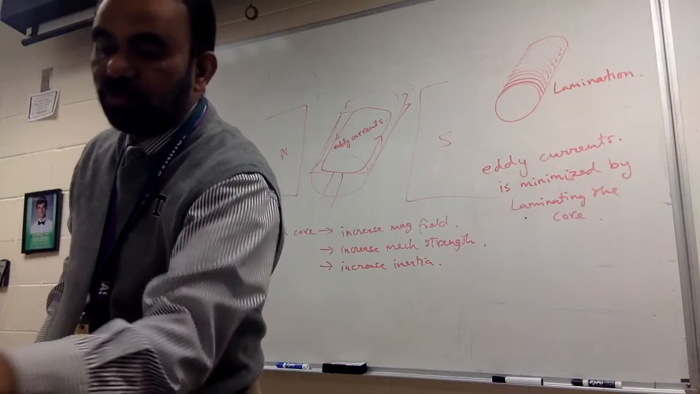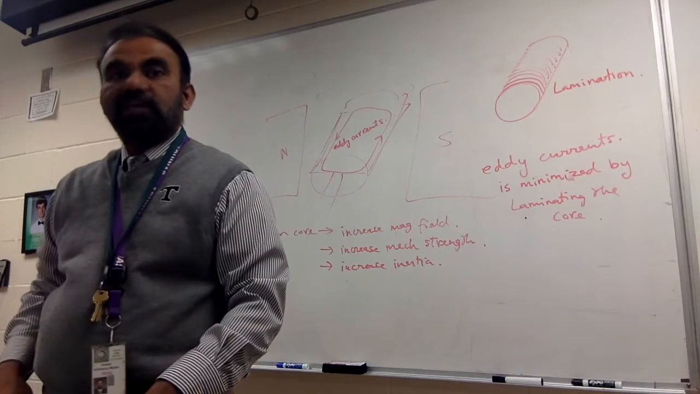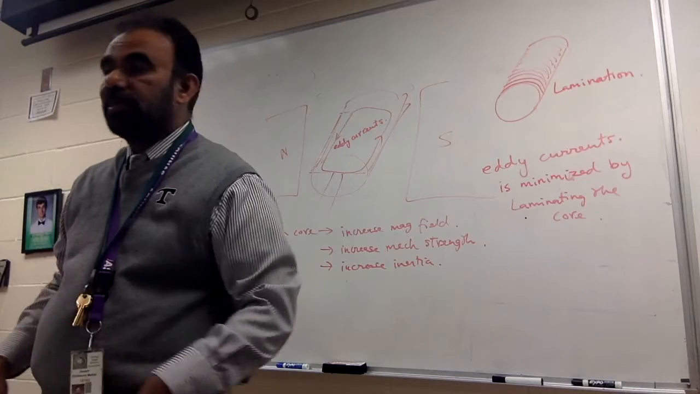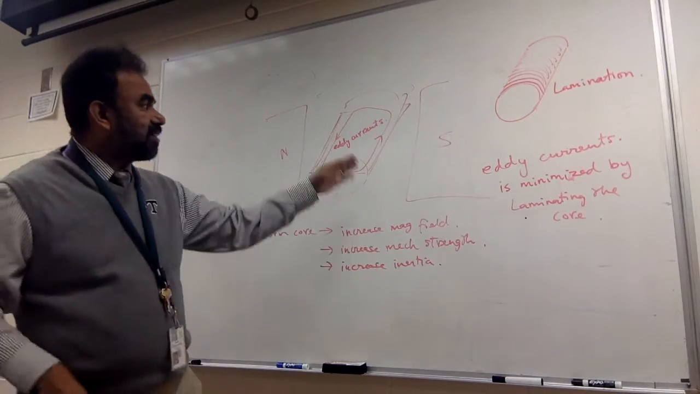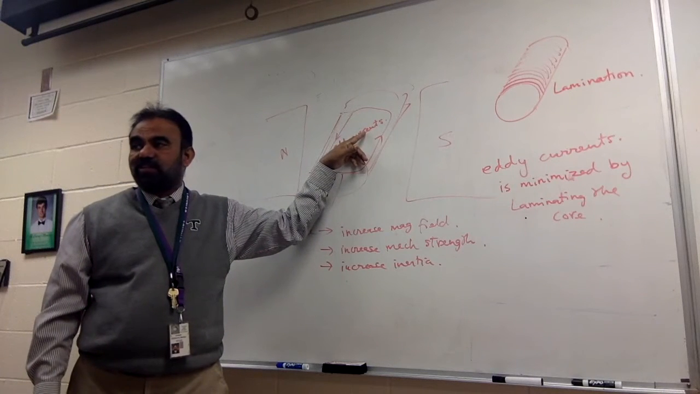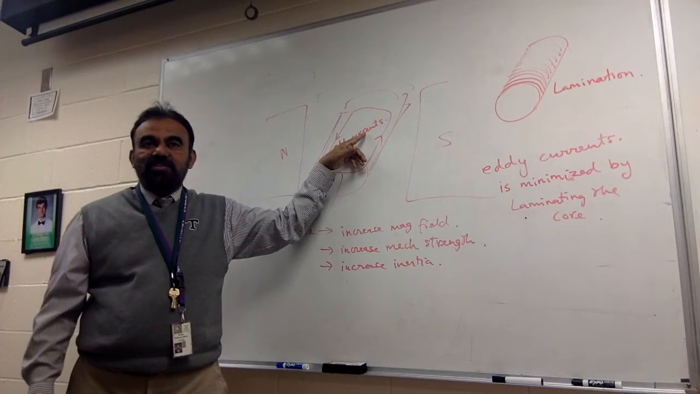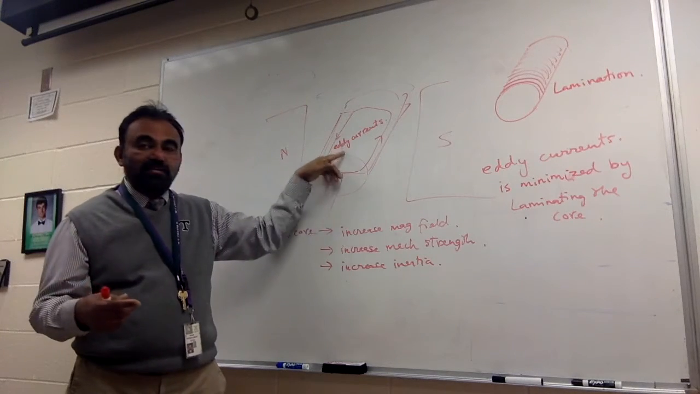But if you don't laminate it, this thing is not going to spin. The eddy currents will be too strong, it will burn up and heat up and all that stuff. So the eddy current does a lot of damage that way. So what does the eddy current do? Because it's a short circuit current, it actually causes a lot of heating. So when you try to generate electricity, most of your energy goes in heating this core.